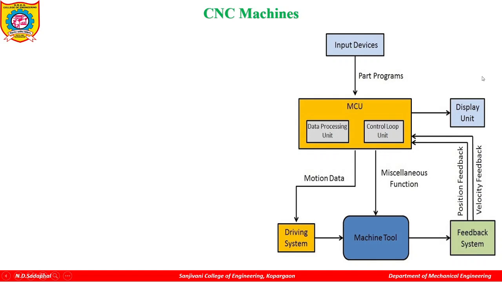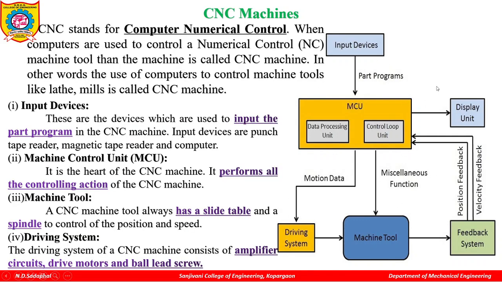Hello student, in this video we are going to learn about a CNC machine. Now a flow diagram of CNC machine is shown here. So what is the meaning of CNC actually? CNC stands for computer operated numerical control or computer numerical control.